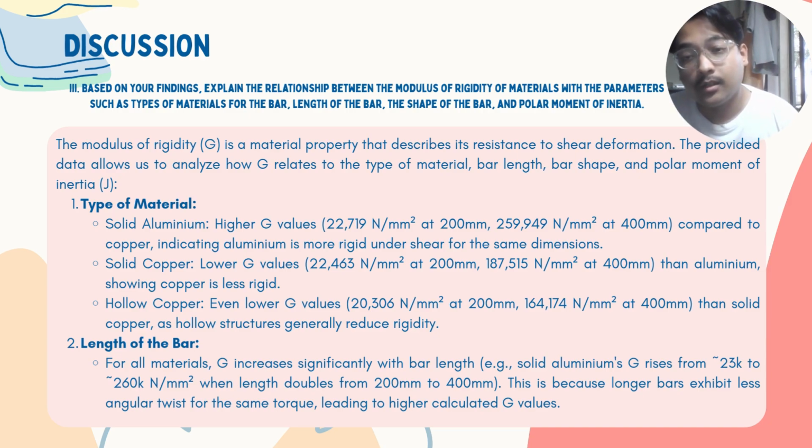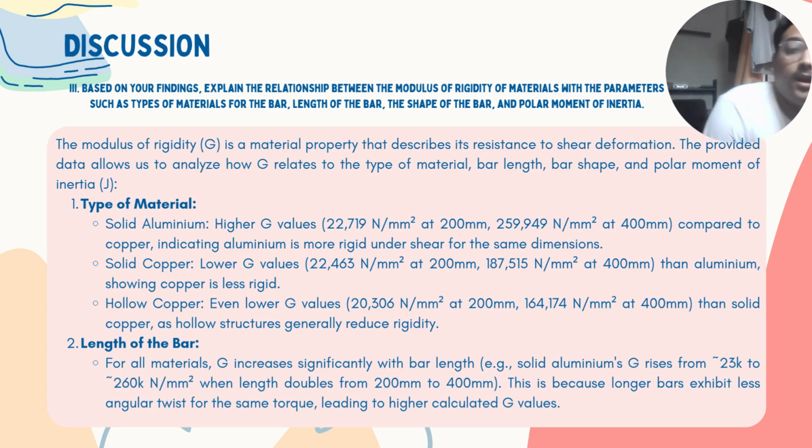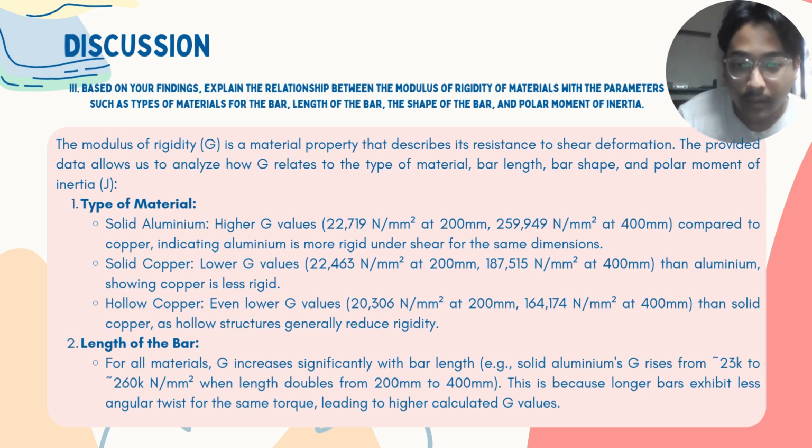Okay, first criterion is the type of material. Solid aluminium has higher G values compared to copper, indicating aluminium is more rigid under shear for the same dimensions. And solid copper has lower G values than aluminium, showing copper is less rigid. And hollow copper has even lower G values than solid copper, as hollow structures generally reduce rigidity.